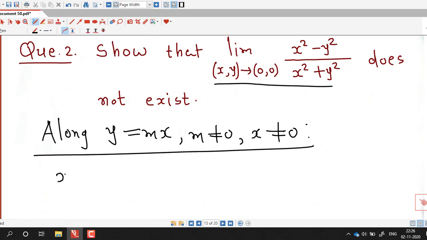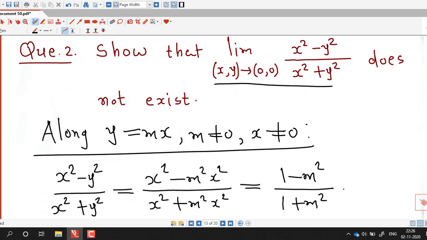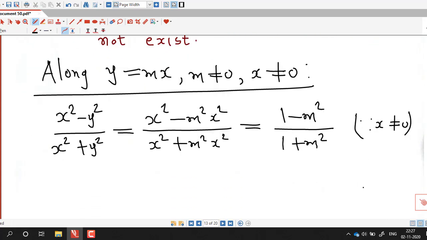So we first examine what our function becomes along y equal to mx. We put y equal to mx, so it is going to be x square minus m square x square over x square plus m square x square. Because x is non-zero, x square will cancel out, and we have 1 minus m square over 1 plus m square.